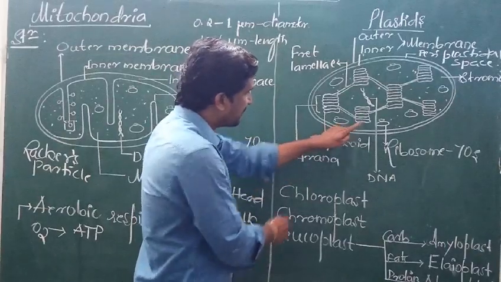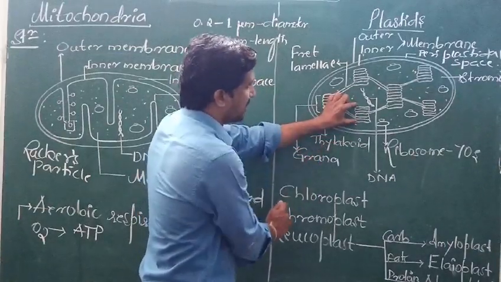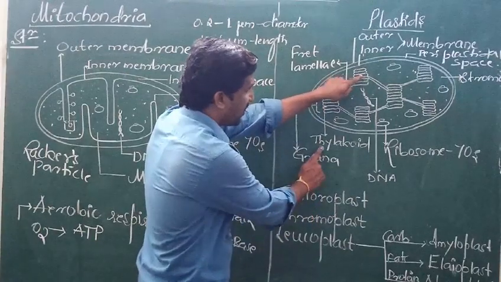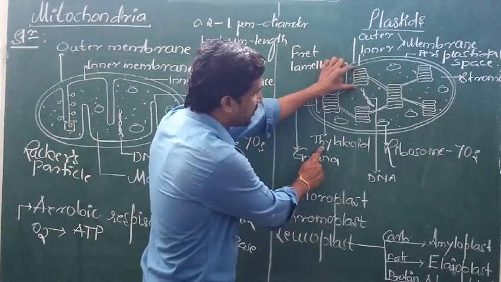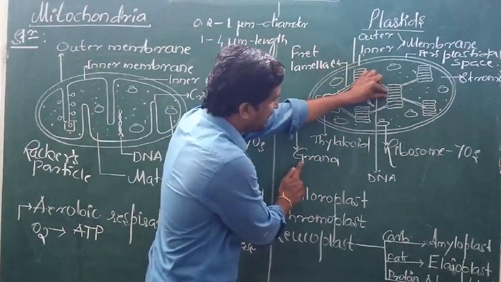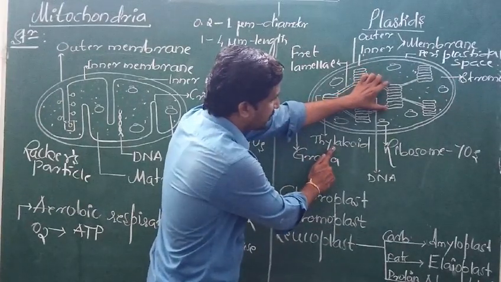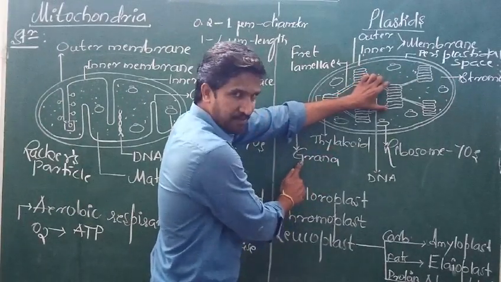What is each one? Thylakoid. What is the entire structure? Grana. What is each one? Thylakoid. The entire heap of that is grana.